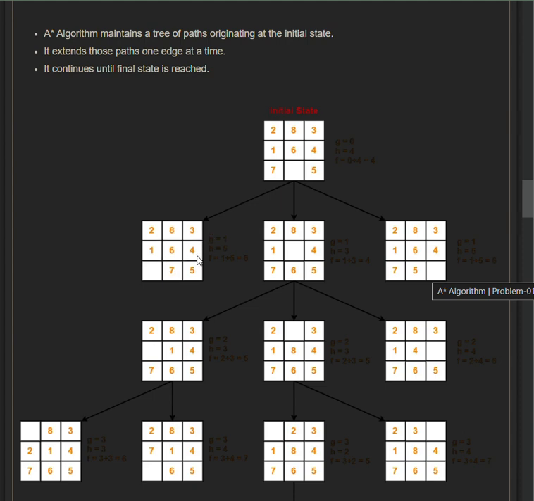We have 3, 4, 5 at their own places, like the final state, but 2, 8, 1, 6, and 7 are not in the correct tiles. So there is a displacement of 5 tiles. Okay. Now, according to the formula, 1 plus 5 equals 6.